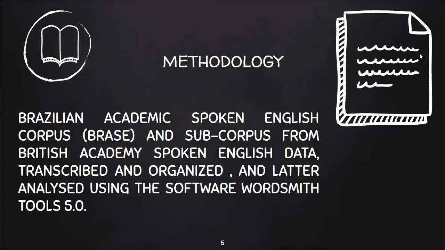The methodology used in this article is two groups, two corpora, one corpus and one base corpus, in which this corpus is the BRAINS, the Brazilian Academic English Students, and the subcorpus is the British Academic Spoken English data. So we are going to transcribe and organize and analyze what we call pragmatic markers.